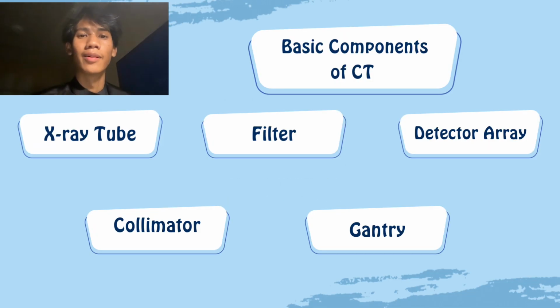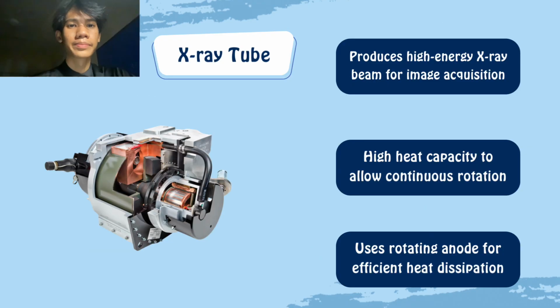There are 5 basic components: X-ray tube, filter, collimator, detector array, and gantry. The first and most important part is the X-ray tube. It produces the high energy X-ray photons needed for image acquisition. The X-ray tube must have a high heat capacity, allowing for continuous rotation around the patient in order to prevent overlapping of internal structure. Lastly, it uses a rotating anode to dissipate heat, as producing high energy X-ray photons generally creates heat. This will dissipate it quicker, prolonging its life expectancy.